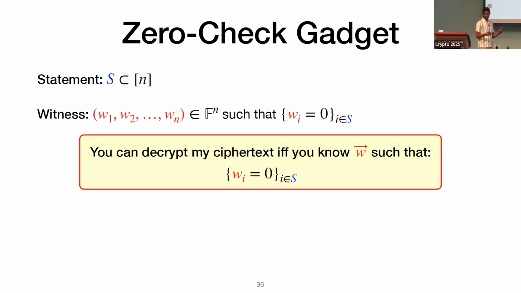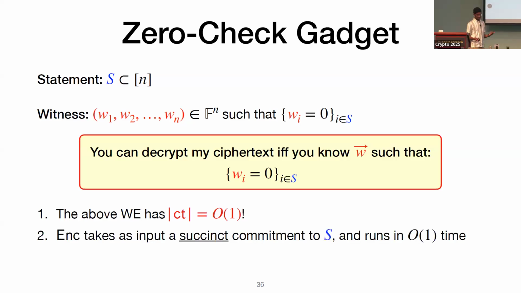And by itself, this gadget is not very interesting. You can always produce such a vector. But combined with the inner product gadget, we'll see why it becomes interesting. And this witness encryption also has a constant size ciphertext and just takes as input a commitment to the set S.